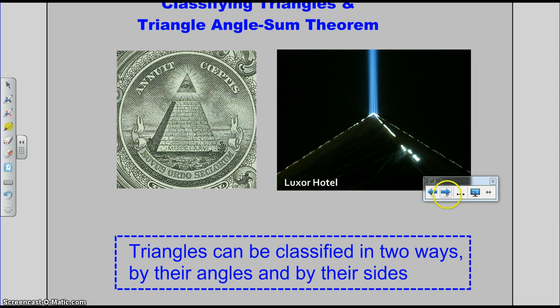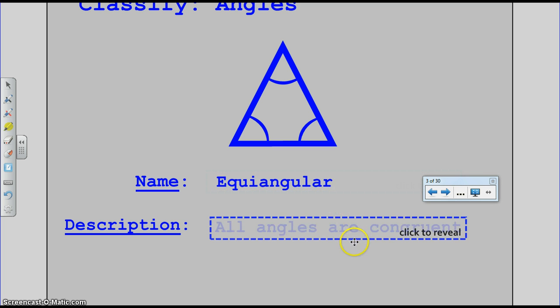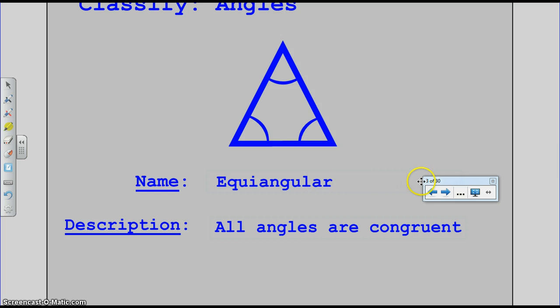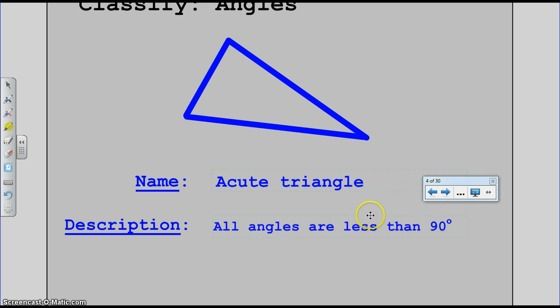Easy stuff. I can classify triangles in two ways: by their angles and by their sides. I classify this triangle by the angles. I know all the angles look equal, so I know it is equiangular. All the angles are congruent for an equiangular triangle. If I look at the angles, all of these are smaller than 90, so I have an acute triangle. That's when all the angles are less than 90.